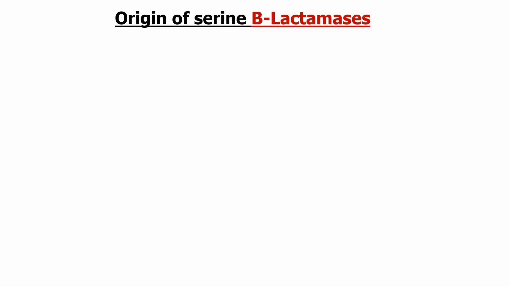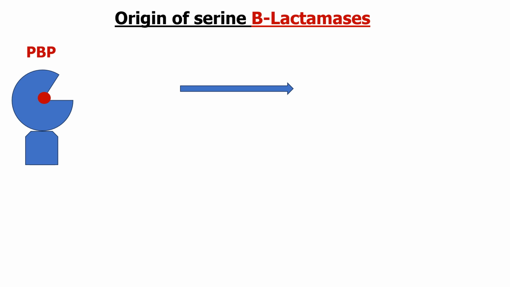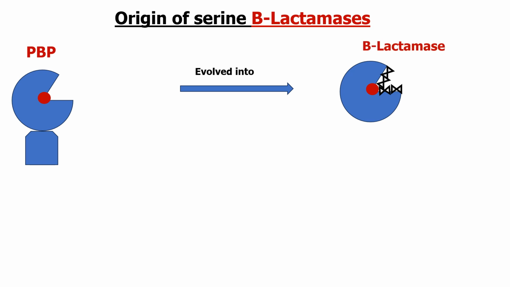If you remember, our last objective of this lecture was to discuss and discover if there is a relationship between penicillin binding proteins and beta-lactamases. This might seem crazy, but serine beta-lactamases are thought to have evolved from penicillin binding proteins. In other words, serine beta-lactamases specifically were penicillin binding proteins that went crazy.